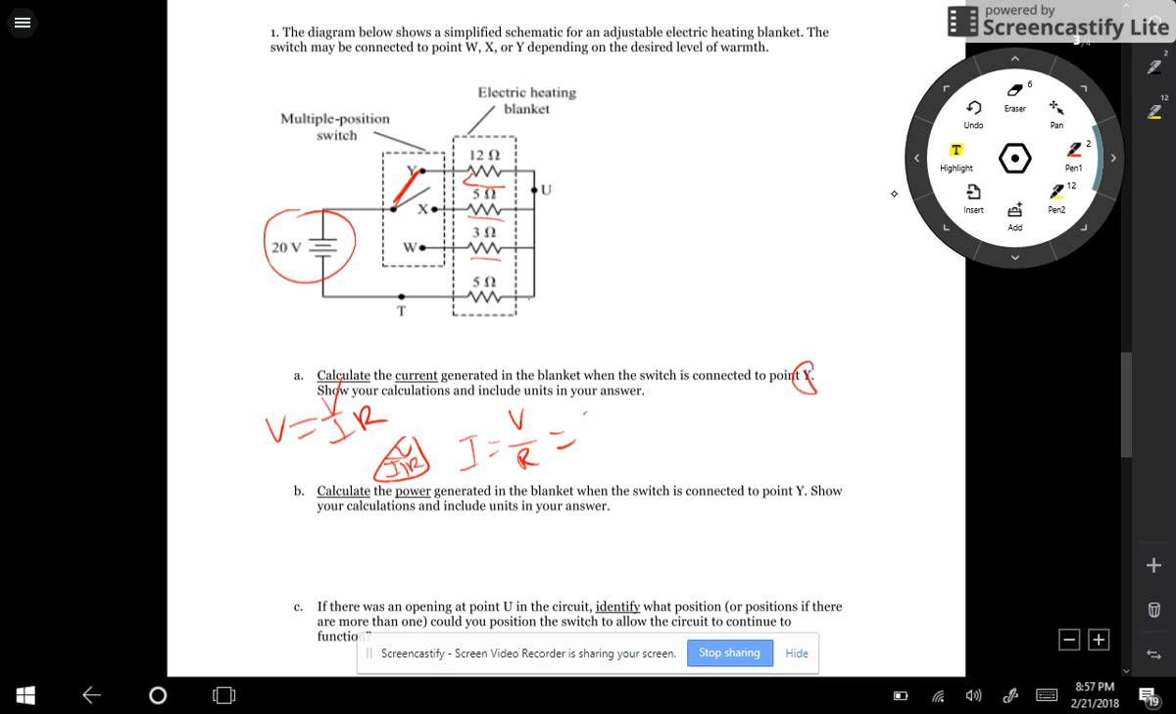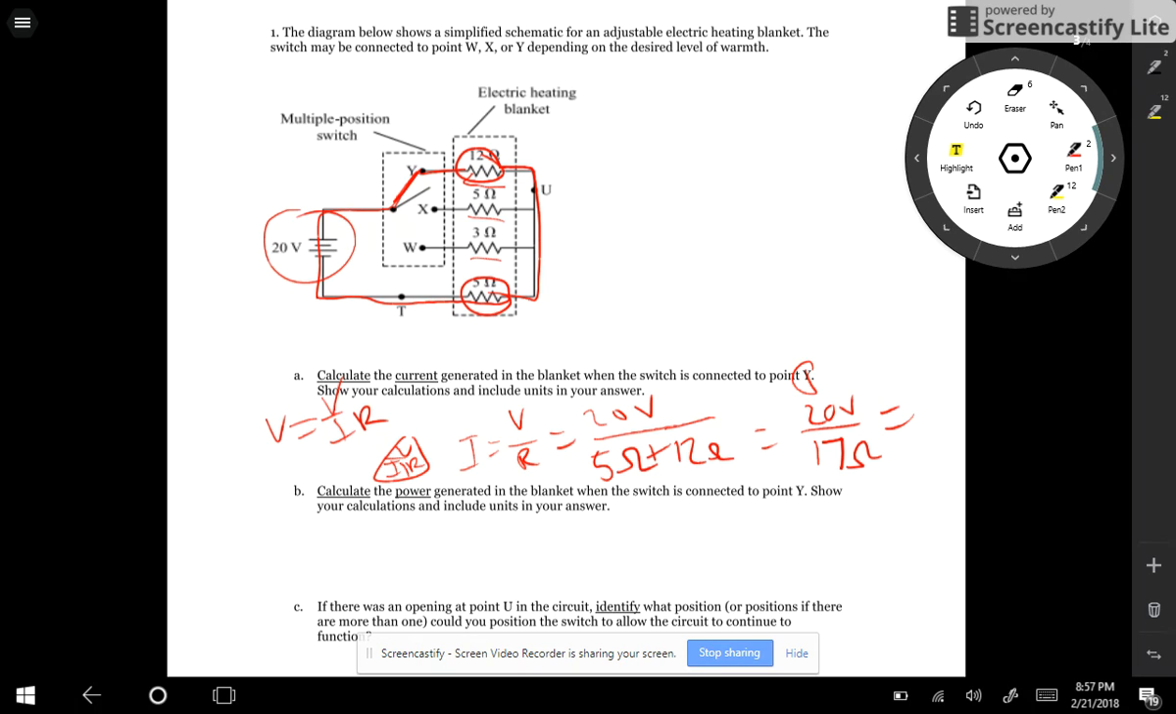So we see the battery's 20 volts, no problem here. Now the resistance is a bit tricky because as we follow this point Y path, we have 5 ohms, but we also have an additional 12 ohms here over where switch Y would be. So the total resistance is actually 5 plus 12, 17 ohms. So we do 20 volts divided by 17 ohms, and we get 1.17. We'll round it to 1.2 amps. All right, so we got the current.